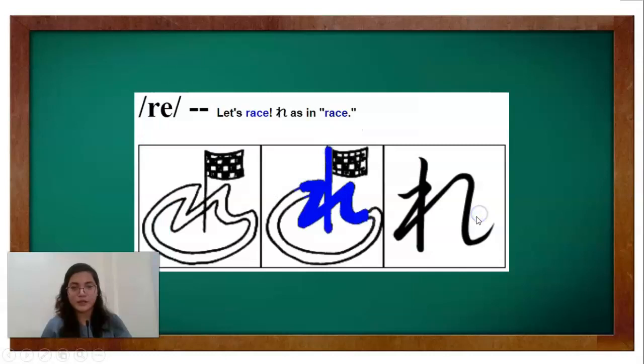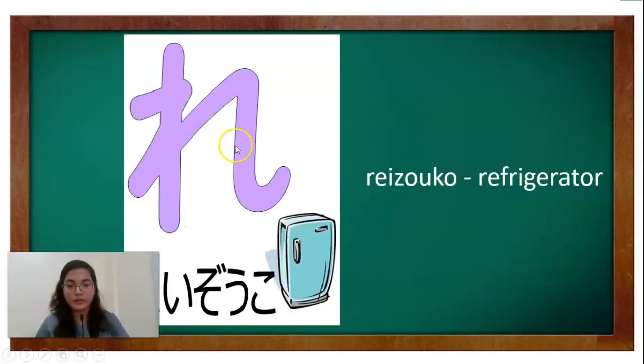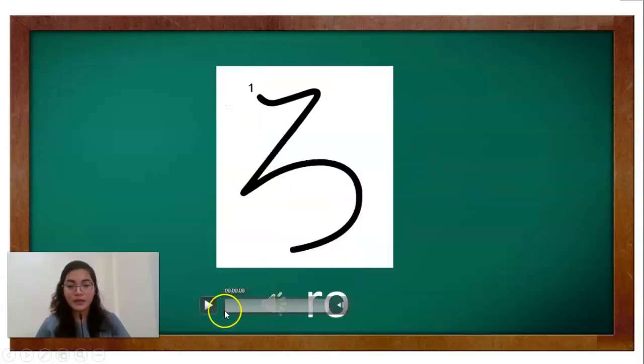Okay, and to imagine this re, just think of a race. So re as in race. Here's an example word that starts with re. Reizoko. Reizoko means refrigerator.